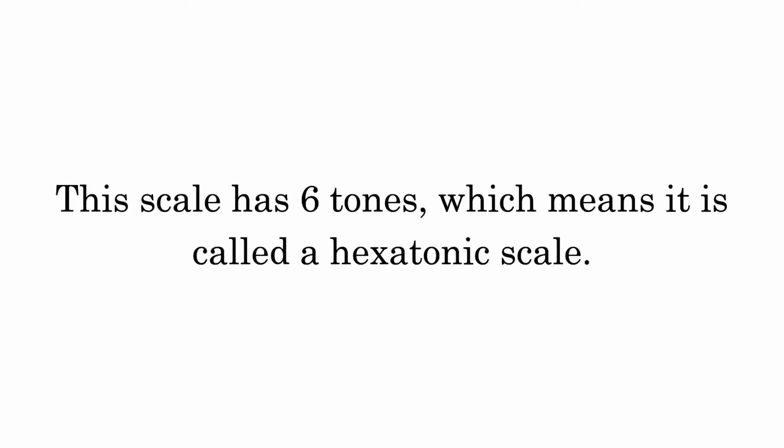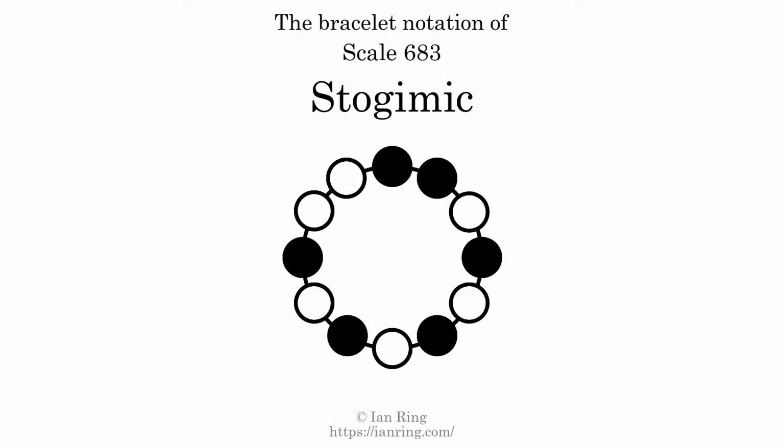This scale has 6 tones, which means it is called a hexatonic scale. This is a bracelet notation diagram of scale 683. The shaded circles represent tones that appear in the scale, and they are read clockwise, starting at the top.